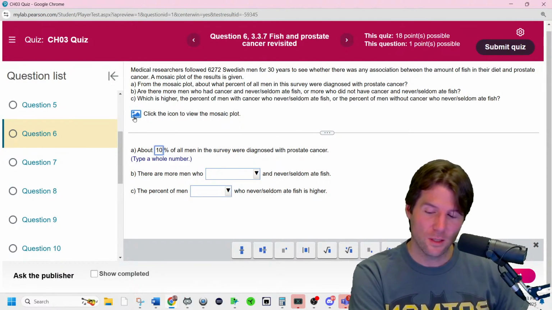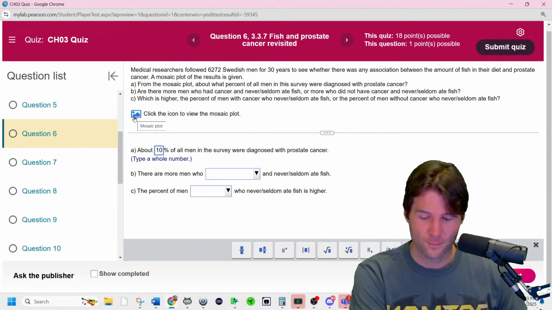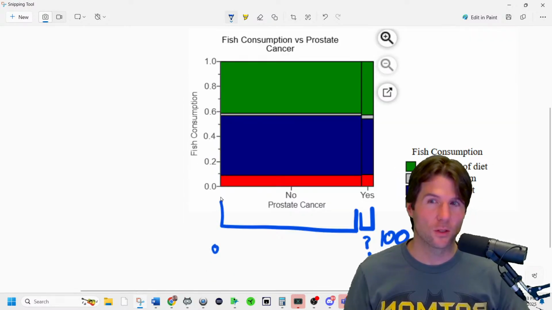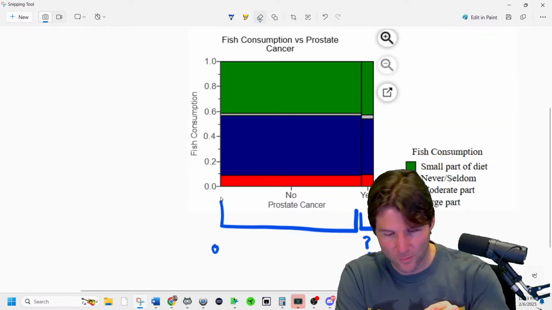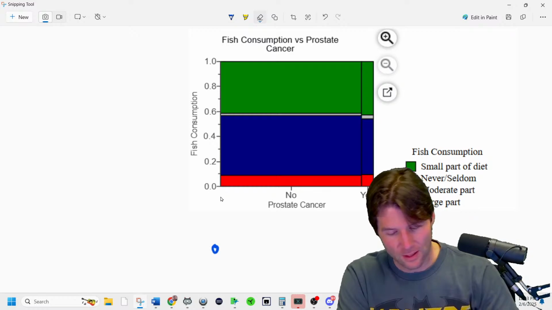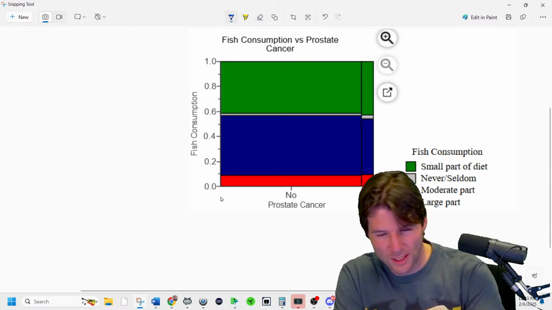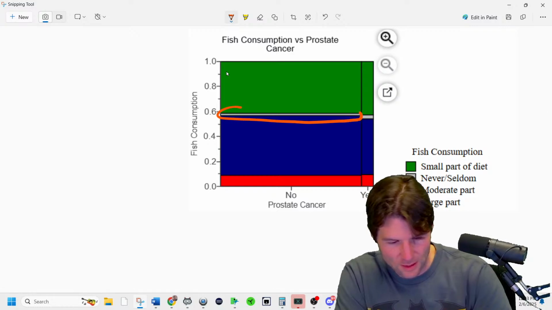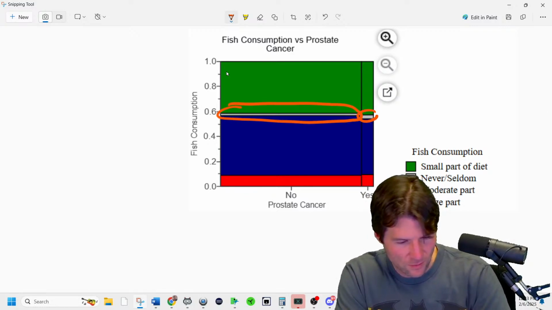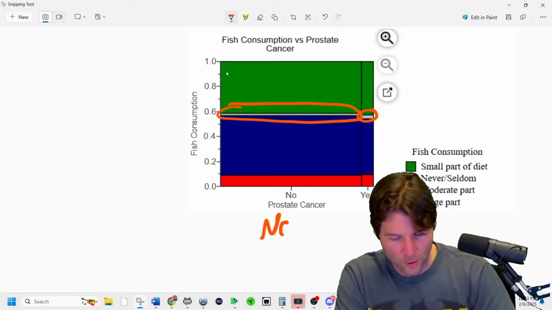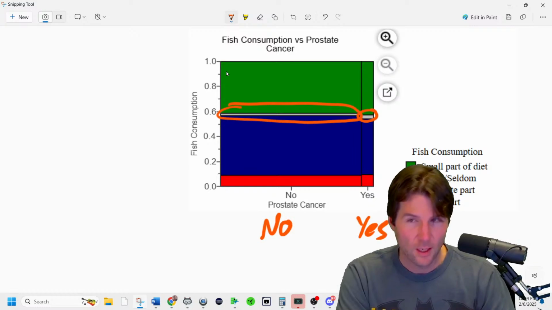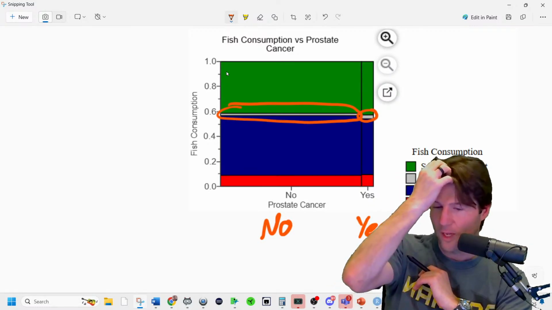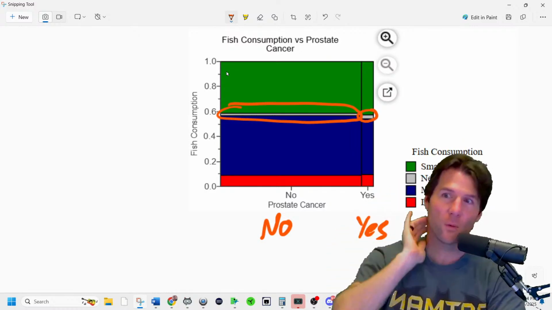This next one is a little tough, and you have to know what they're asking. They're asking about the amount of people in a group. Is there more data inside this sliver or that sliver? Does the no group have more data in it, or the yes group? The amount of data, how many observations there are, is the area of the rectangle.